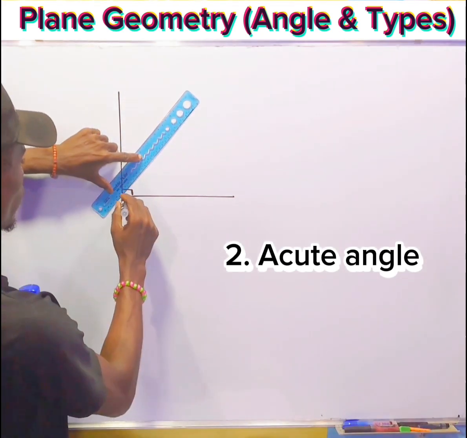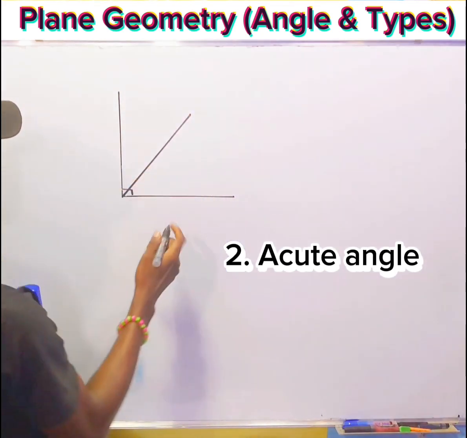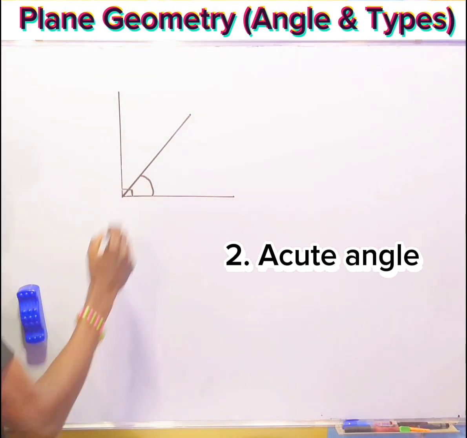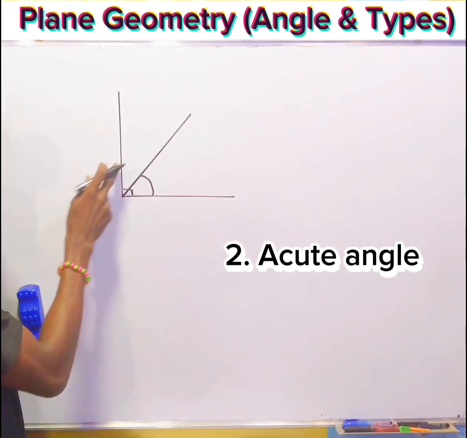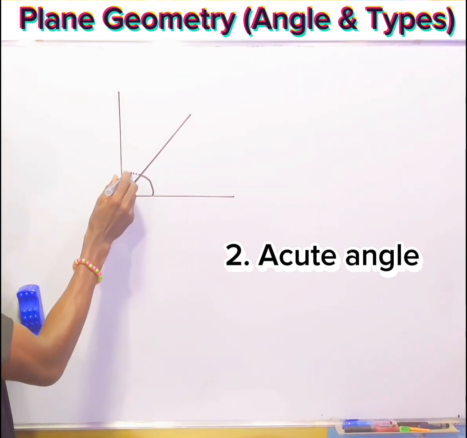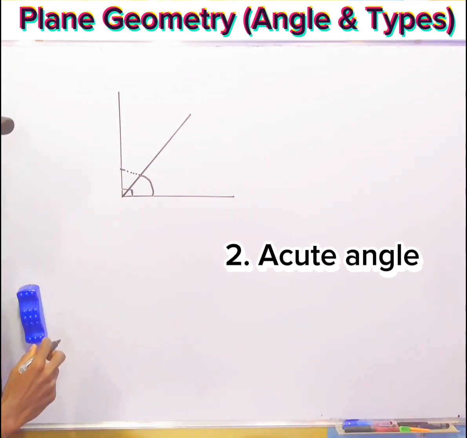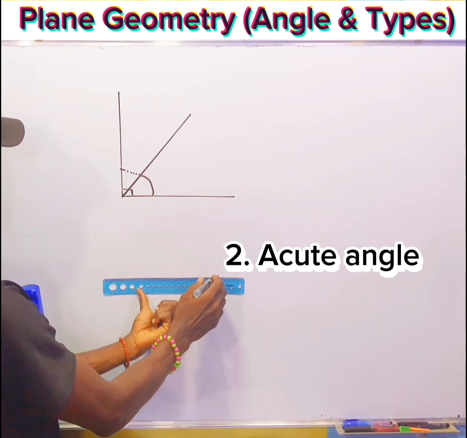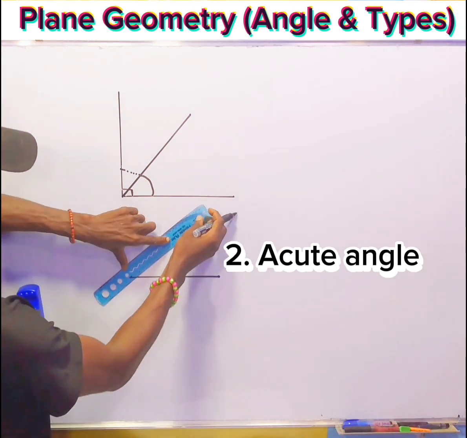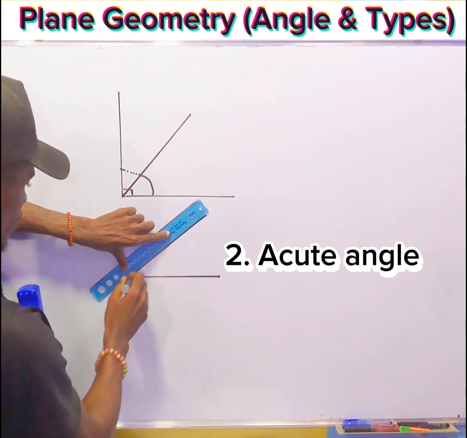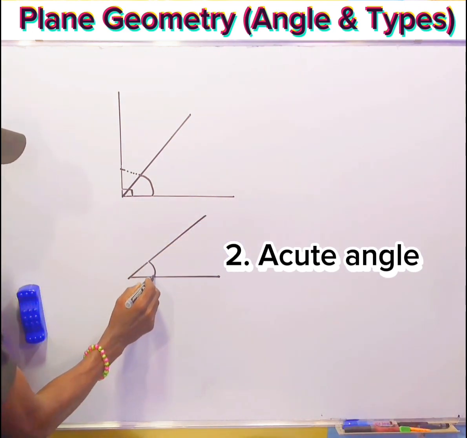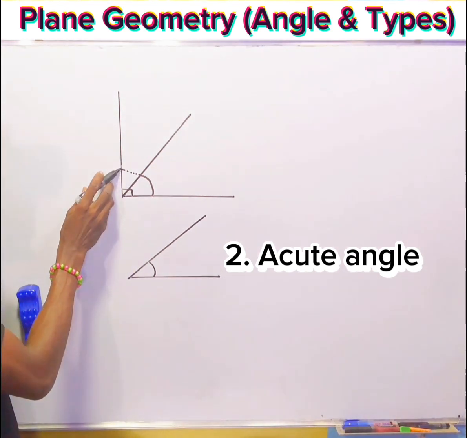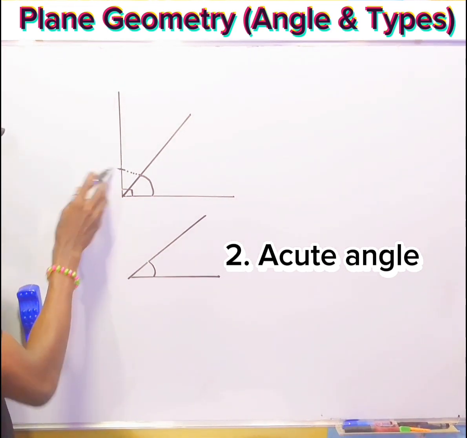So our acute angle will be from any point on the ground to there. So long as it does not get to 90 degrees, it shouldn't get to 90 degrees, it is referred to as an acute angle. Diagrammatically, this is what an acute angle looks like. Acute angle, an angle lower than 90 degrees. It shouldn't get to the right angle.